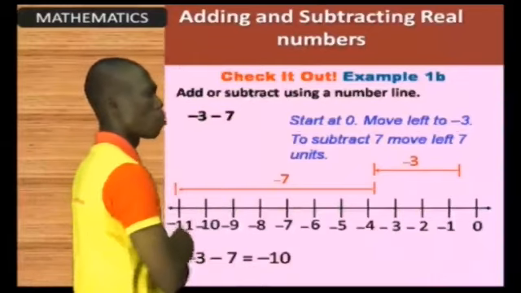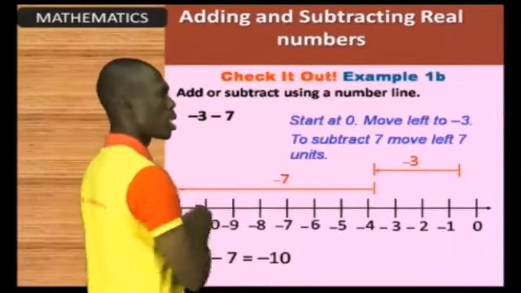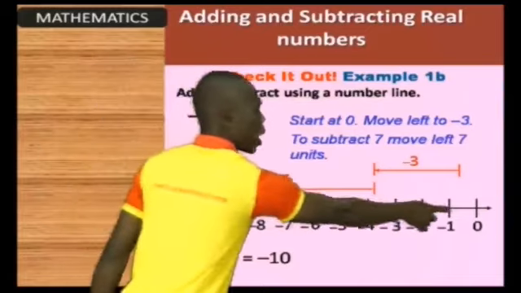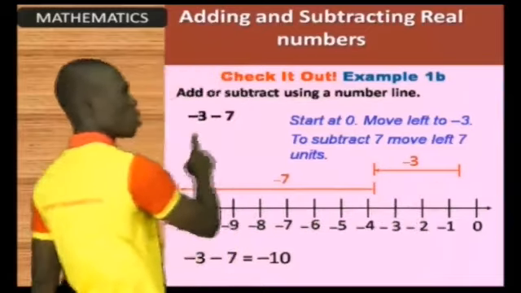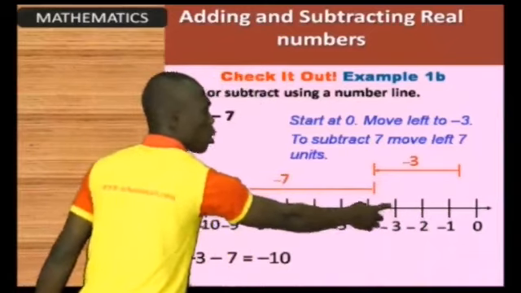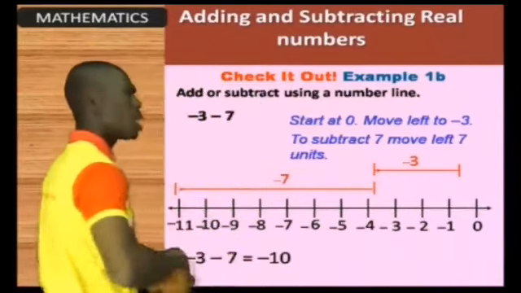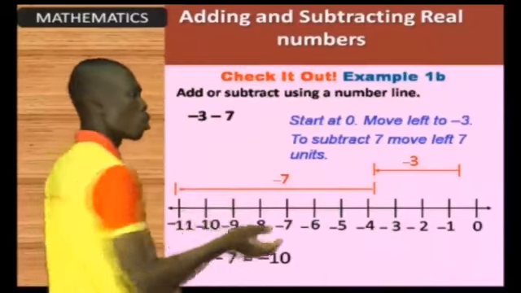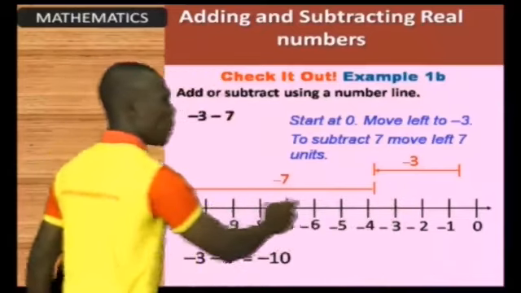Minus 3 minus 7. So again, we start at 0. Minus 3 is the first thing, so I move from there to the left, since I'm subtracting, to the point minus 3. And again, I still need to borrow more, another 7, so I move again from that point, minus 7 again.